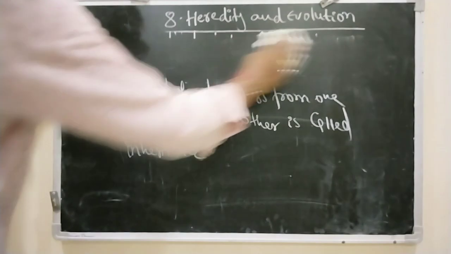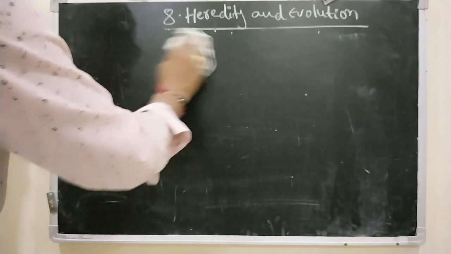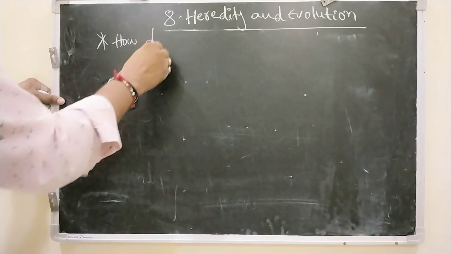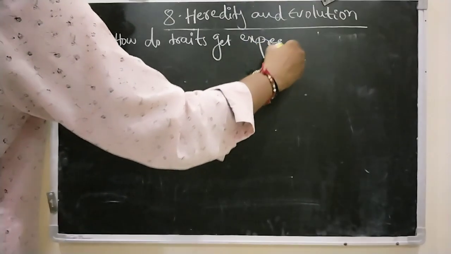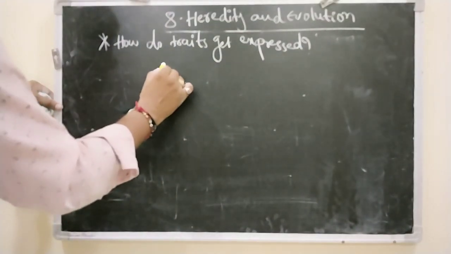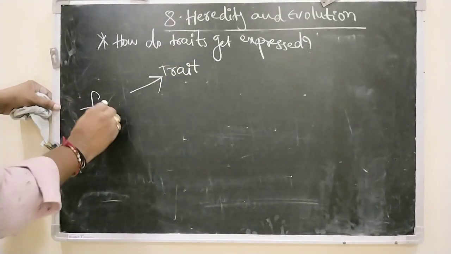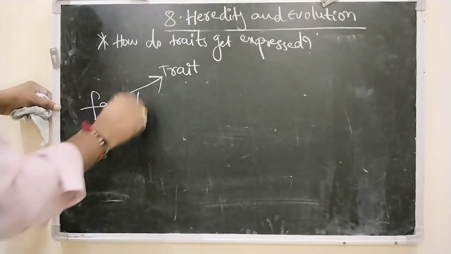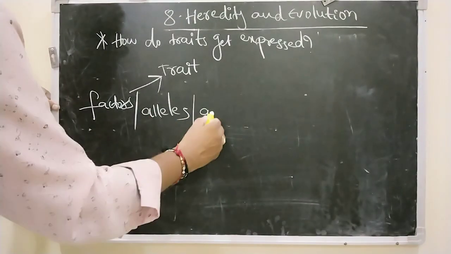Next, how do traits get expressed? Traits means whatever we discussed; two traits are always there for a character. For a trait to express, who are responsible? Those are called factors. These factors are always in pairs, and these factors are also called alleles. These alleles or factors are also called genes.